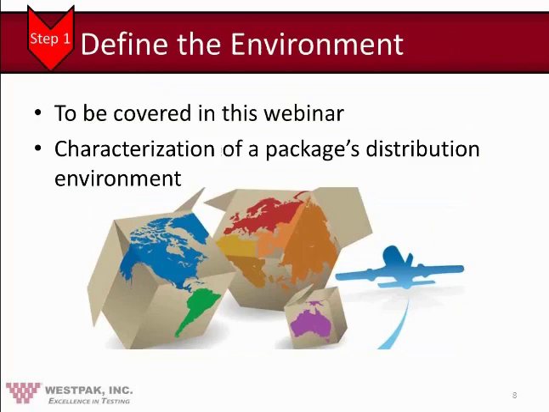So the first step in the 5-step method is to define the environment. I'm not going to talk too much about this step because this is pretty much what the whole webinar is about, and we have separate slides for different topics regarding step number 1. But just in general, the step characterizes the package's distribution environment. When you think about a package or a crate or a product, anytime you ship it, again, from point A to point B, it's going to always encounter some type of environment. So this step is pretty much telling you what type of environment it will encounter and what it has to face in order to be safe during shipment.